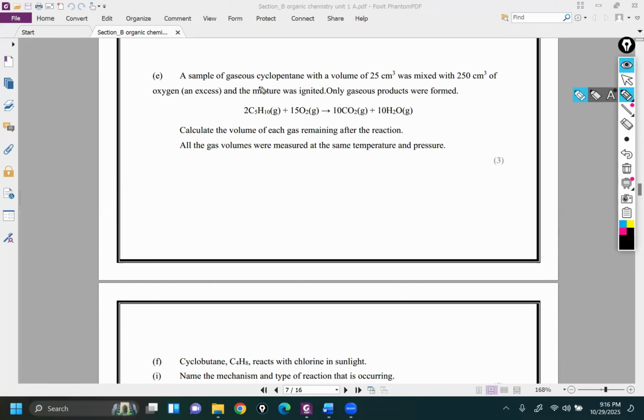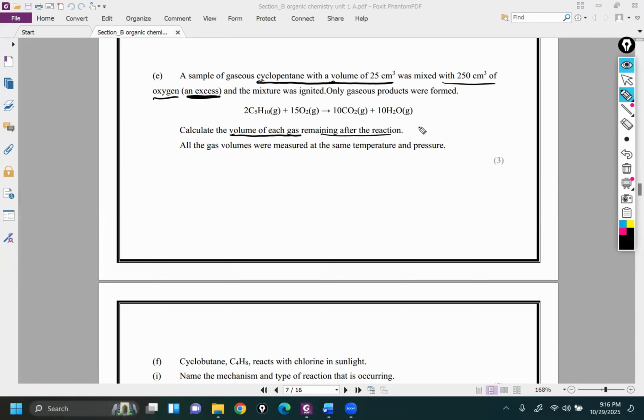Now, a sample of gaseous cyclopentane with a volume of 25 cm3. It means cyclopentane is given as 25 cm3. And it was mixed with 250 cm3 of oxygen. Now they give you an excess. It means oxygen is in greater quantity while the limiting reagent is cyclopentane. It will totally combust. The mixture was ignited, and only gaseous products are formed. Calculate the volume of each gas remaining after the reaction. All the gas volumes are measured at the same temperature and pressure.